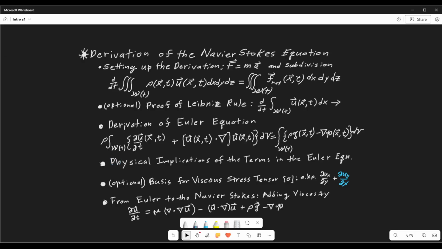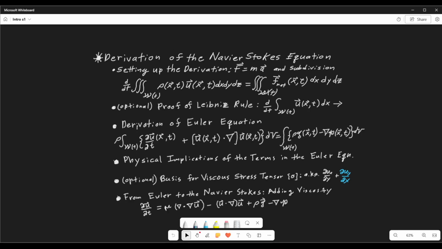Then I'll go over the physical implications of the terms in the Euler equation, so what each of these terms actually relates to, as opposed to how it actually affects the motion of the fluid, and how the pressure basically turns the fluid into a fluid, which is actually interesting. And then an optional part is to go through the viscous stress tensor as a prelude to converting the Euler to the Navier Stokes.